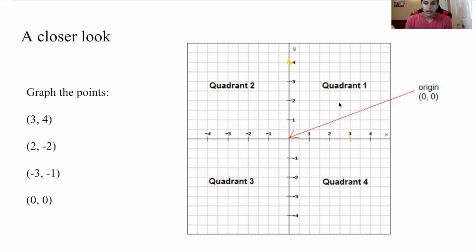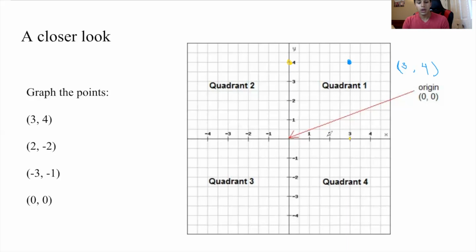Basically, I take the points, go out 3, and then go straight up until I get to where 4 is, which would be right here. And this point here is out 3 and up 4, which means that our x value is still 3 and our y value is still 4, which gives us the point (3, 4). So that's the easiest way to do these types of questions.